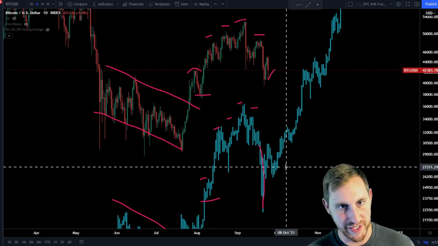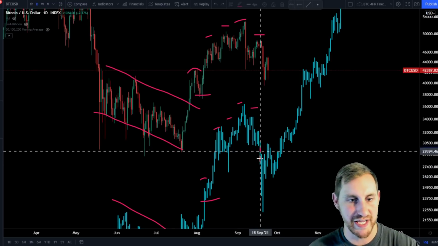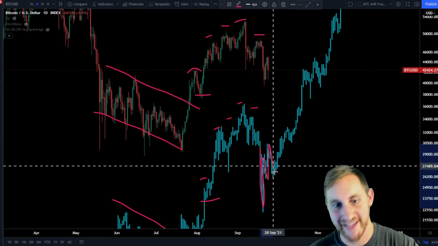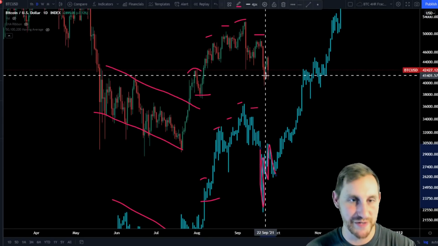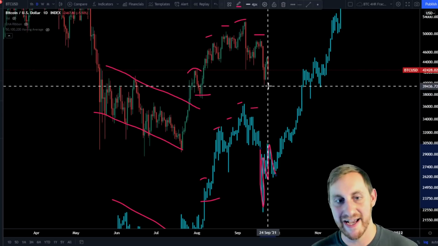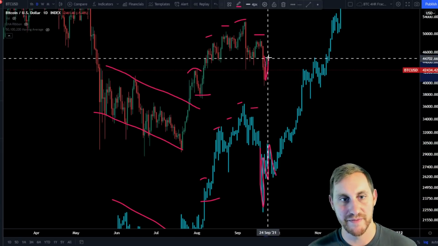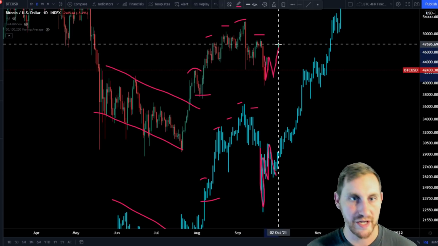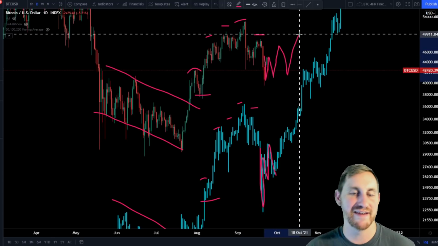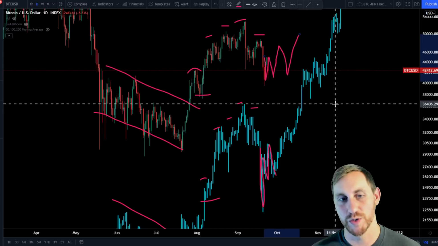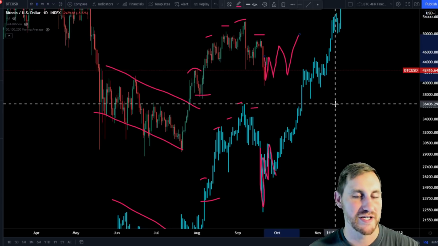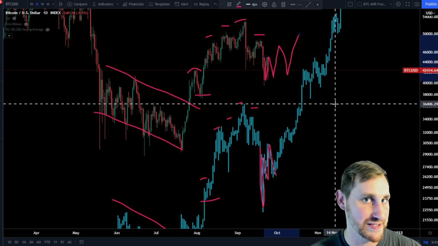Now, there's also another scenario where we came back up, made a lower low, came back up again, and then came back down again, right? So if it played out like last time, we can come back up, come back down, come back up a little bit more, come back down again, and then make our way back up. That's what the price action could look like if we continue to play out the way this fractal is saying.